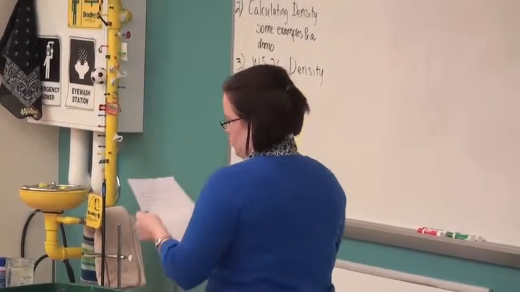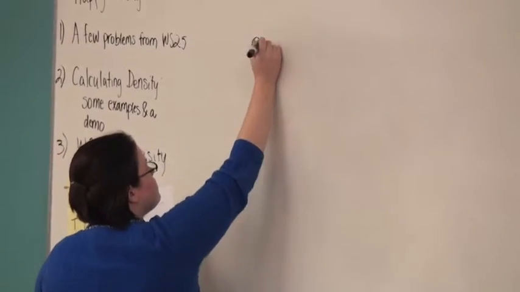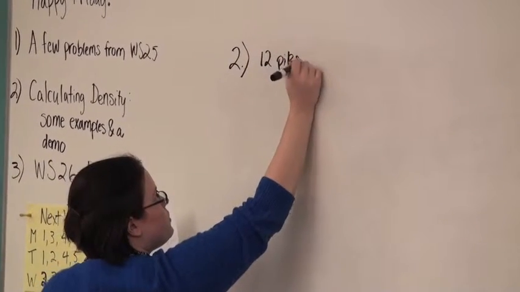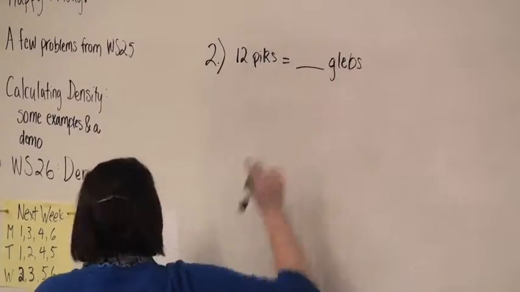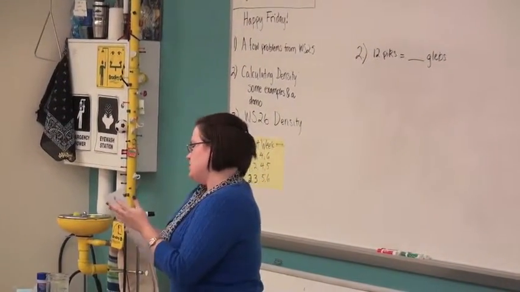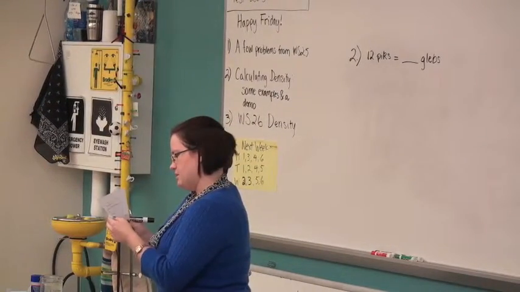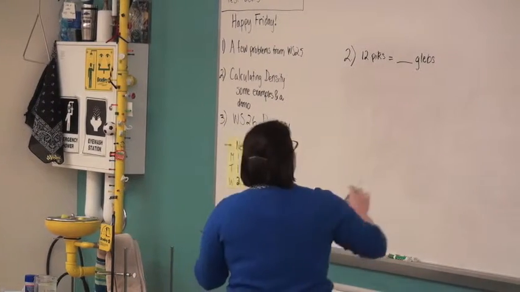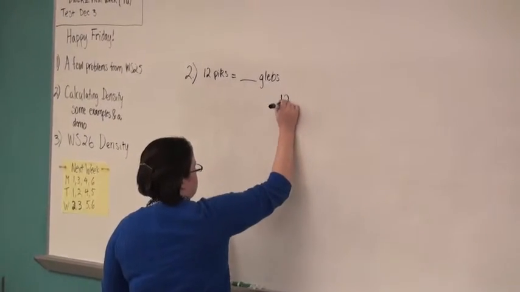So number 2 says 12 picks equals how many glebs? And if we look at the equivalences on the top, there's no one thing that will go from picks to glebs. So we have to figure it out. So you always put the number that you're given first. It starts out on top.